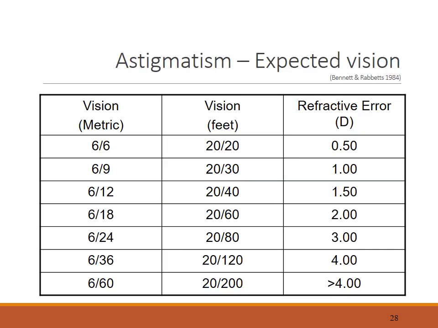Again, based on Burnett and Rabbit 1984, we can estimate the refractive error of astigmatism. This table shows the estimation of the refractive error of astigmatism based on the level of visual acuity.